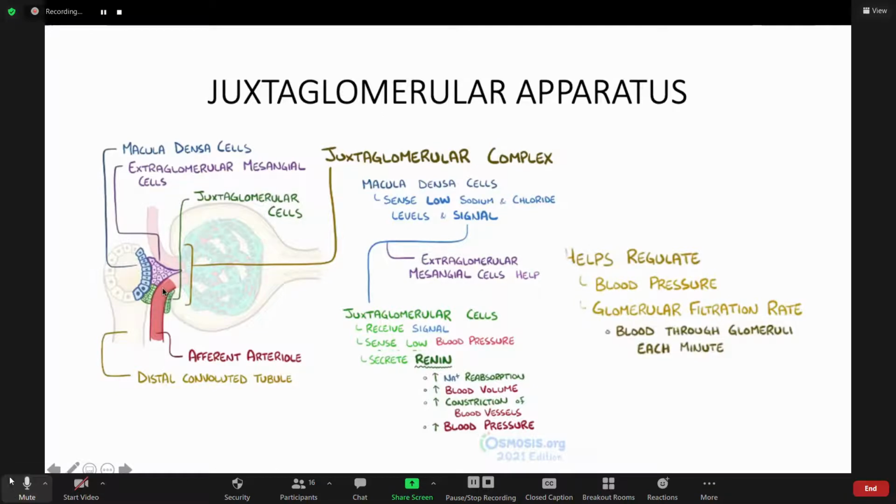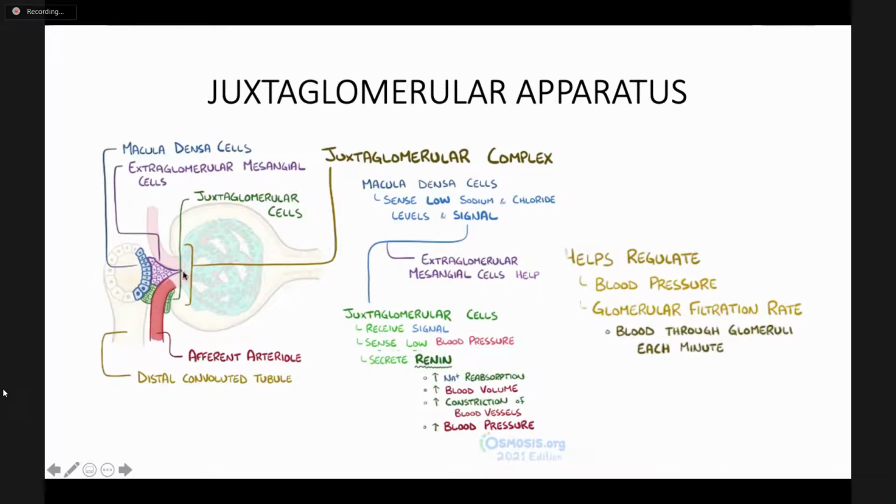Yes, Doctor. Okay. So if you are asked to draw the JG apparatus, you should draw the glomerulus, the afferent arterioles, and the distal convoluted tubule. Then you draw the granular cell in green color. This is the juxtaglomerular cell. These are the cells that secrete renin. Not the glomerulus, not the medullary cell, not the mesangial cell, not the macula densa cell.